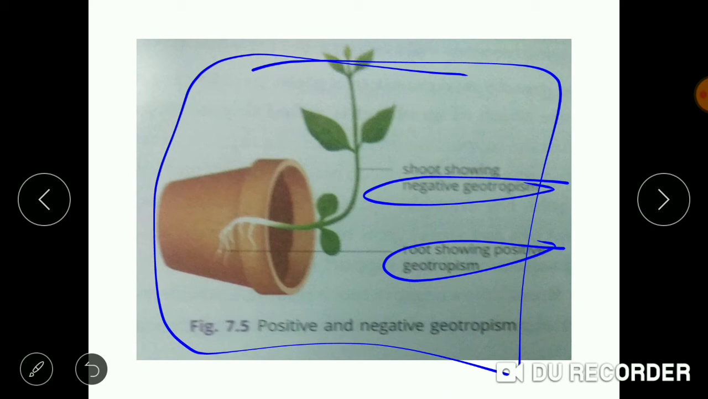Then they have seen that the roots still grow downward, towards gravity, and the shoot is growing away from it, showing a bending curvature away from gravity. So hence this shows that the shoot always shows negative geotropism and the root shows positive geotropism.